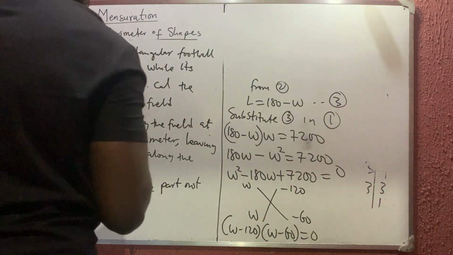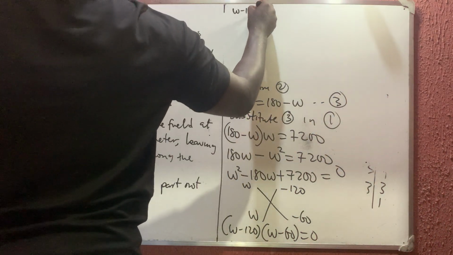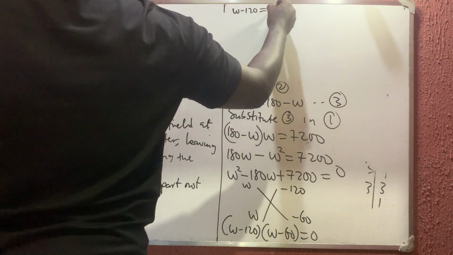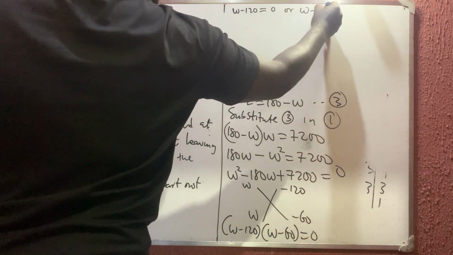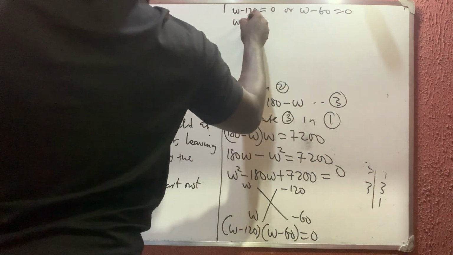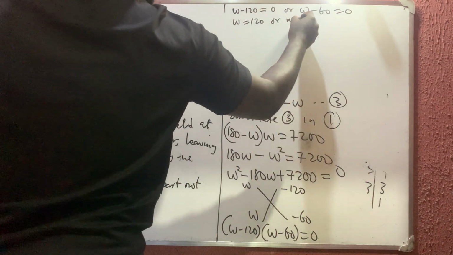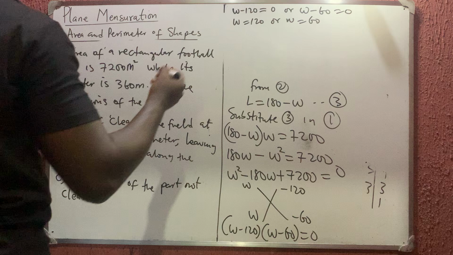So I'm having that w minus 120 is equal to 0, or w minus 60 is equal to 0. So obviously my w is 120 or w is 60. Okay.